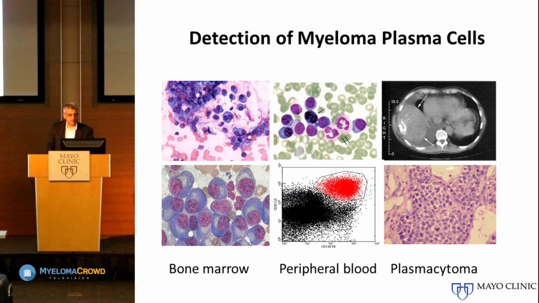You can see these cells. Here's a myeloma cell with two, what we call nuclei. Here are all myeloma cells. They all have this characteristic shape. And by looking under the microscope, we can clearly identify them.